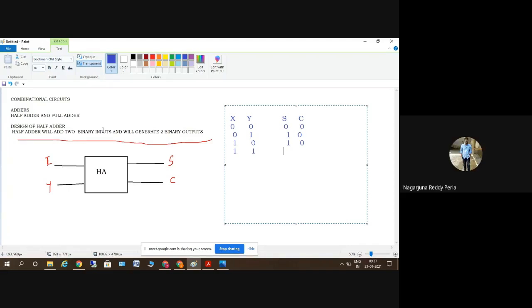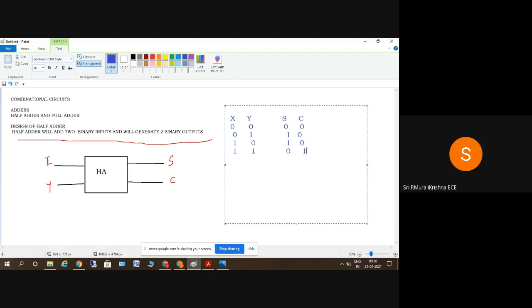Sum is 0, carry is equal to 1. In the sense of 8421 codes, 1 plus 1 is 10, which is 2. So 1, 0 is 2, right? So 0 is the sum here and 1 is the carry. So 1 plus 1 gives sum 0 and carry 1, and it will be carried forward to the next stage, whenever I have the next circuit.